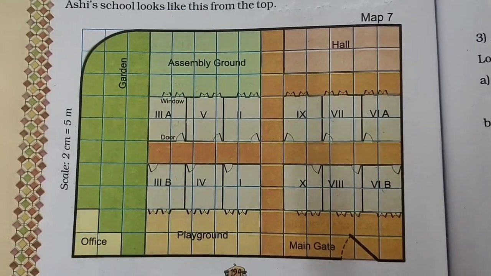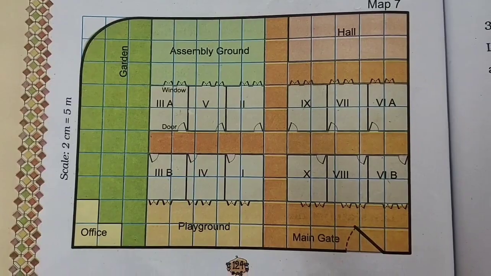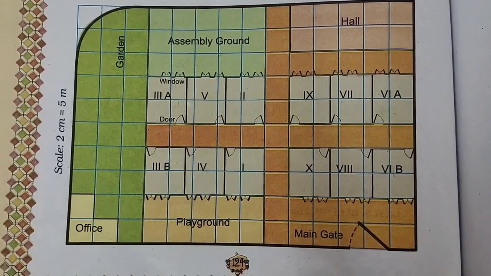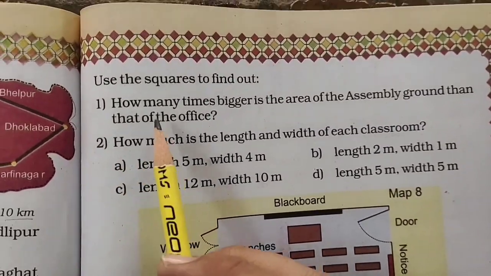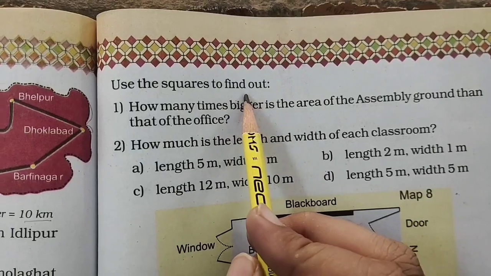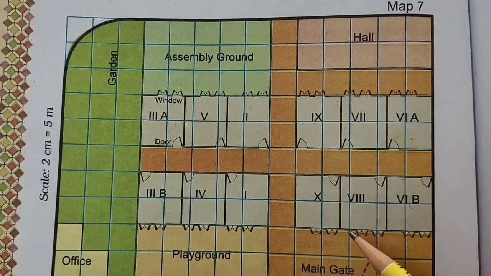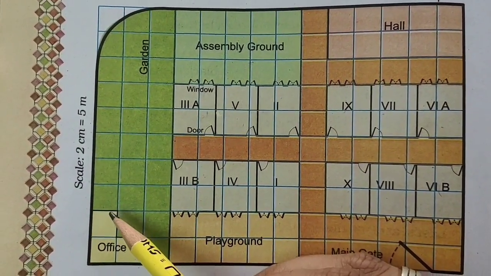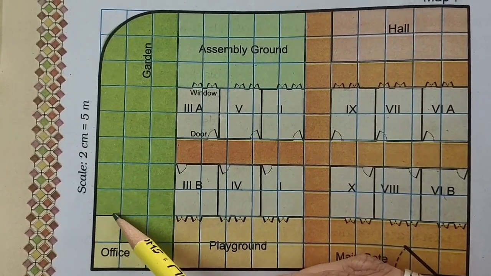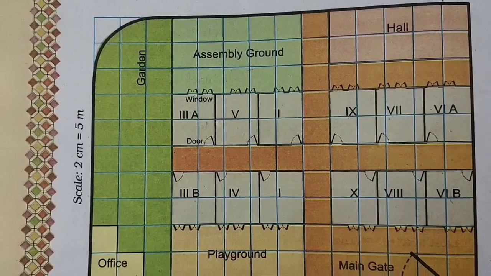Okay. So on this base map, there are some questions which we are supposed to solve, students. I hope you have understood what is there in the map. Now let's see the questions. Use the squares to find out. Here you can see the map is again drawn in the grid. The squares are given and each square is of 1 centimeter. The area of the square is 1 square centimeter because the length and breadth are 1 centimeter.